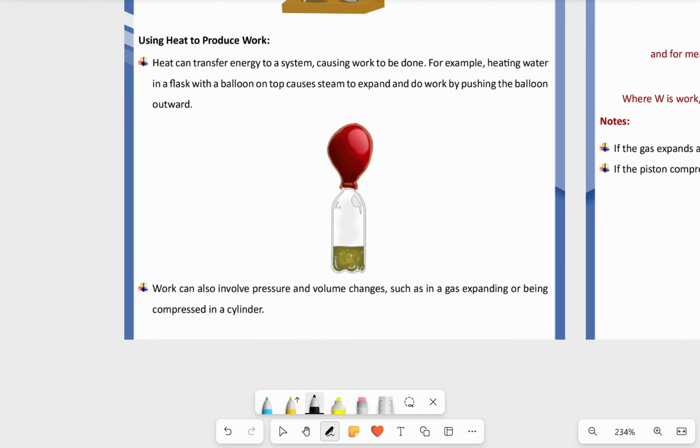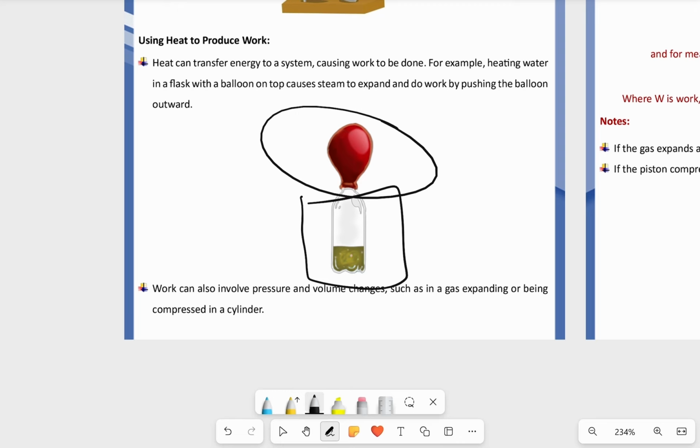Heat can also do work. For instance, you have a flask, or a bottle, and you have water. If you pour water into this flask and you tie up a balloon on top of it, you'll see that the balloon is going to expand, and the steam from the water is going to push the balloon outward. This is basically heat doing work on the balloon.